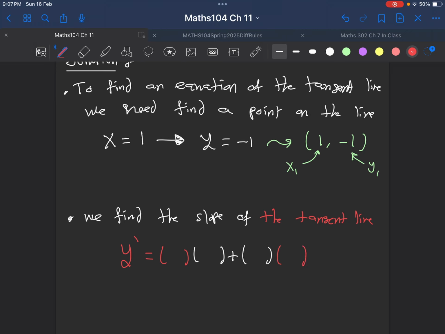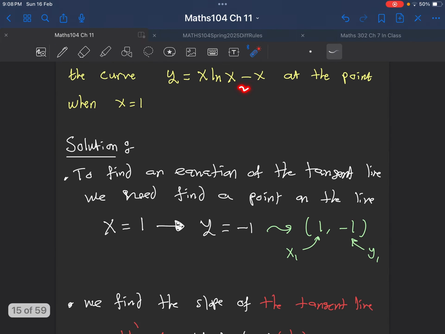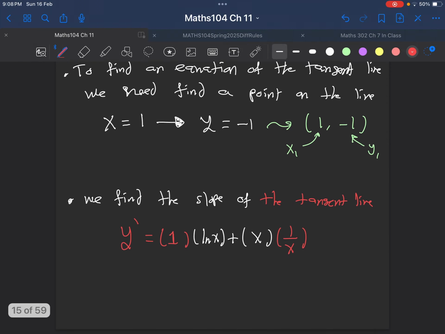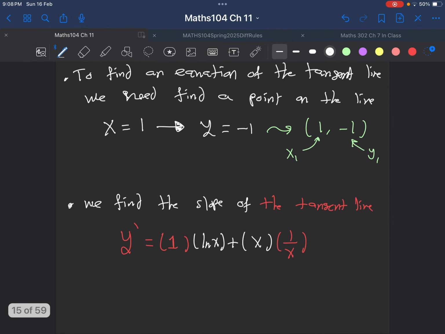Now, what is derivative of first? It was 1. What is the second? Was just ln x. Times x times derivative of ln x, which is 1 over x. And finally, derivative of minus x is just negative 1. Of course, what I really need is to find m, and m is the derivative after we substitute x equal to 1. How much m will be? Just substitute 1. The answer would be just 0.